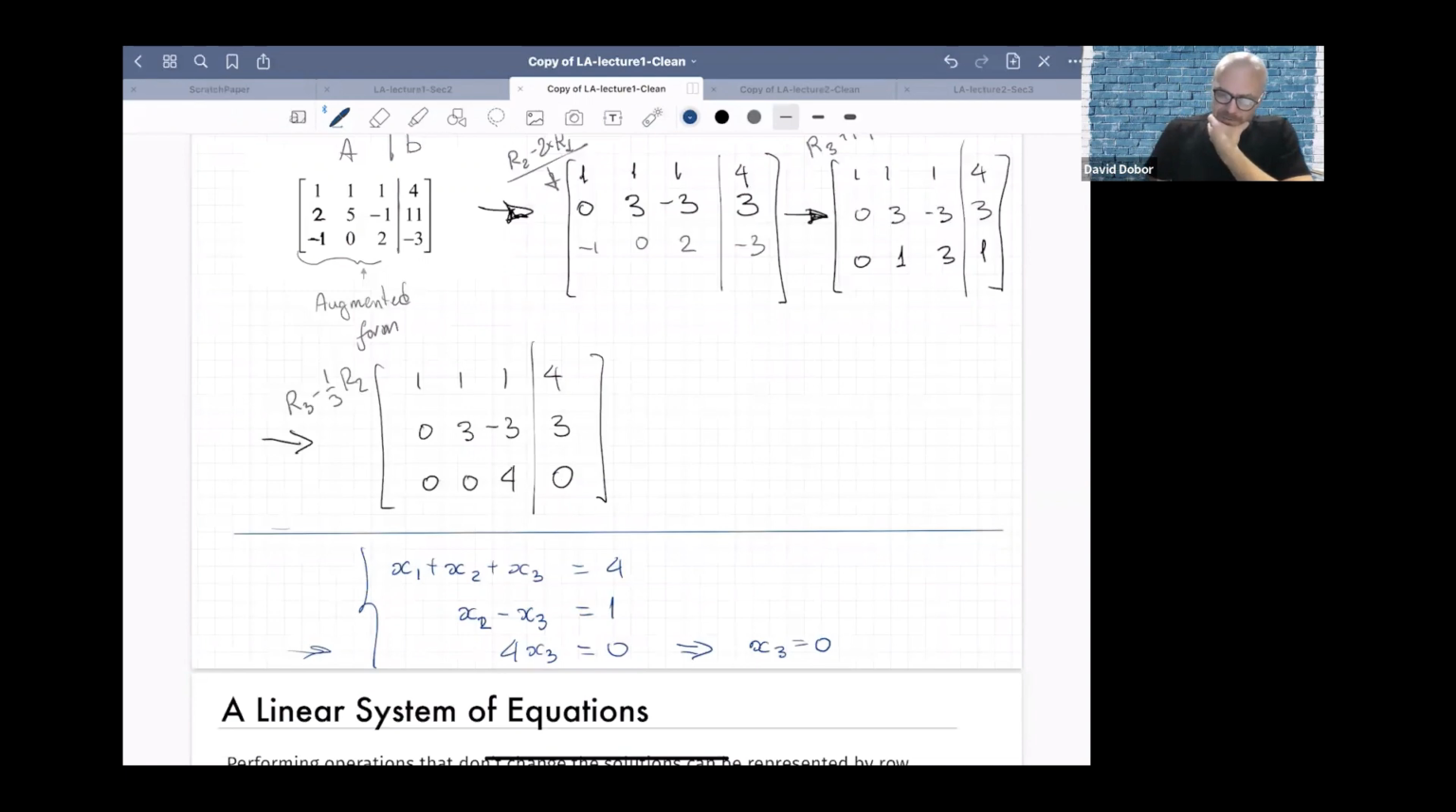What does x2 have to be? I plug in 0 here. x2 has no way but to be 1. You know, can't escape being 1. Well, now x2 is 1 and x3 is 0. What does x1 have to be? x1 has no way but to be a 3, right? So what's my solution? I read off the solution by doing the back substitution here, by saying that my solution, the vector x that I was looking for, is going to be 3, 1, 0. 3, 1, 0 is my vector x.